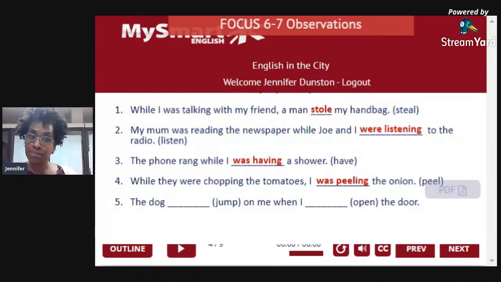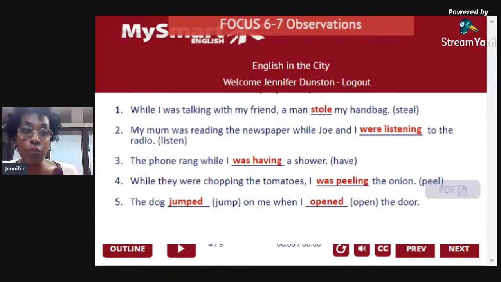So the dog, is it a regular verb or an irregular verb? Does anyone know? I know it's not. The dog jumped on me when I opened the door. Fantastic, Giacomo. The dog jumped on me. Jumped and opened, Victoria. Very, very good. The dog jumped on me when I opened the door. And here we have two past simple, two regular verbs. So we have jumped and opened.